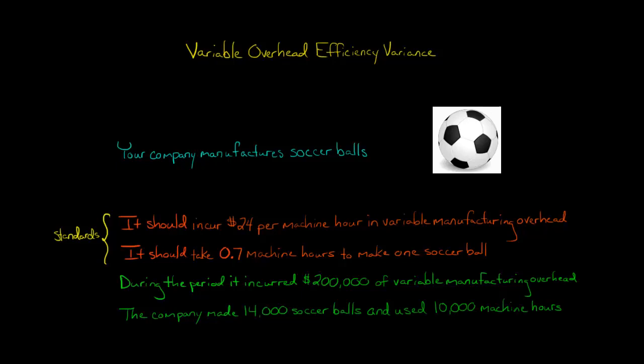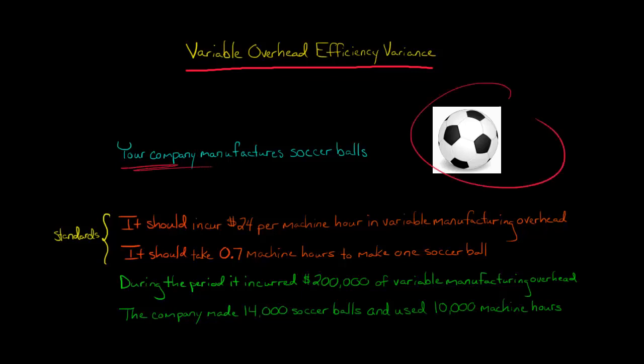In this video, I want to show you how to calculate the variable overhead efficiency variance. So let's say that your company manufactures soccer balls and your top management has set the following standards. Your company should incur $24 per machine hour in variable manufacturing overhead. So every time there's a machine hour, it should lead to $24 in variable manufacturing overhead expense.